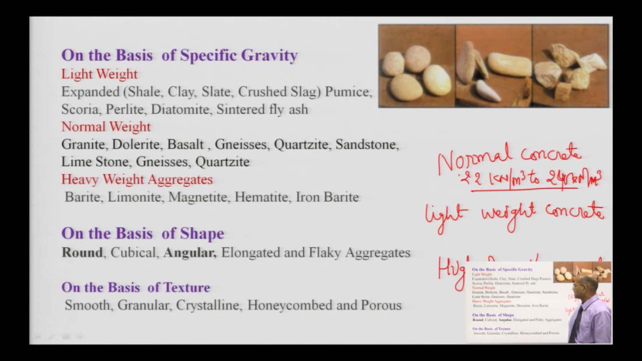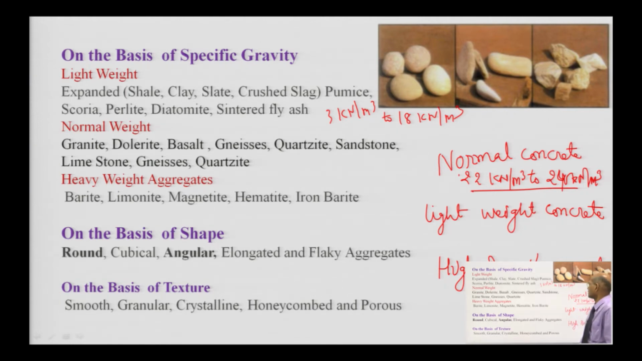Similarly, if you want lightweight concrete, the density may range from about 3 kilonewton per meter cube to about 18 kilonewton per meter cube. This is called lightweight concrete, and it is required for some special purposes. For that you have to use certain special types of aggregate, such as shale, clay, slate, crushed slag, pumice, scoria, perlite, diatomite, sintered fly ash. All these can be used, because they have a lower specific gravity.